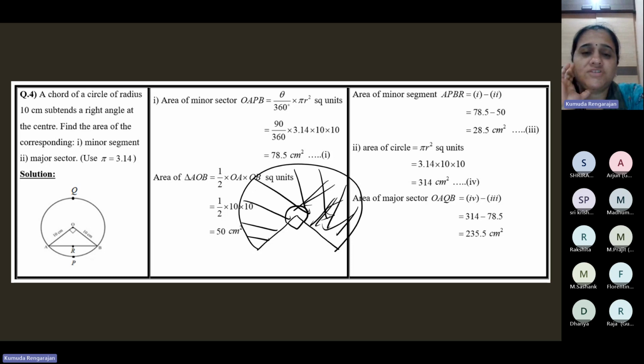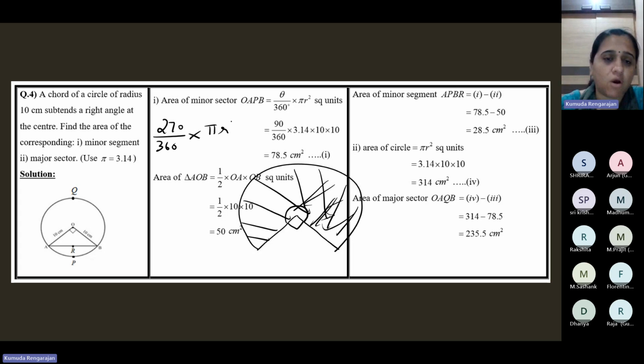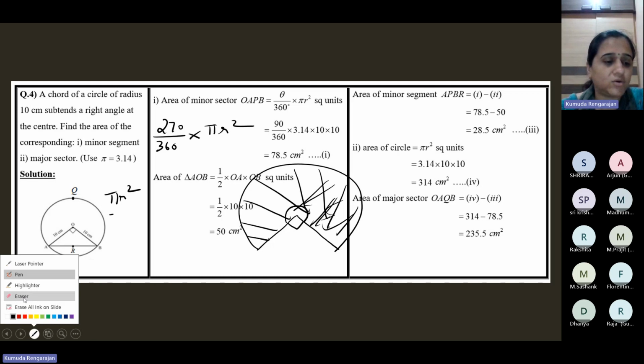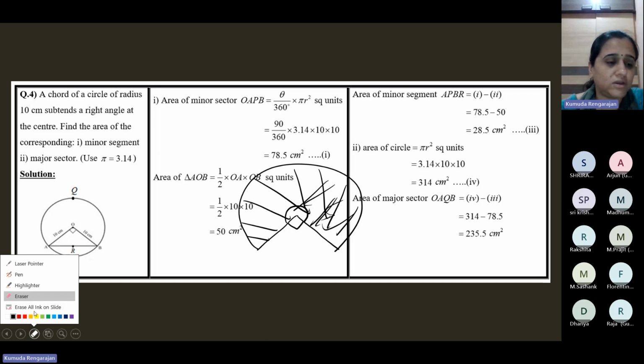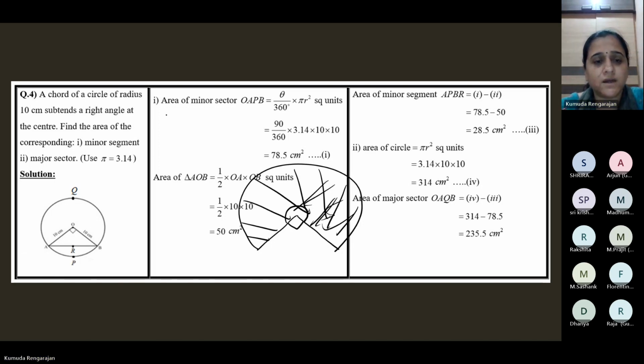So 360 minus 90 is 270. You can find it like this: 270 by 360 into pi r square. Or you can also find pi r square and subtract the area of the minor sector to get the area of the major sector. You can do this in 2 ways. You can find it directly using the formula 270 by 360 because this angle is 90. So the major sector angle will be 360 minus 90, 270.